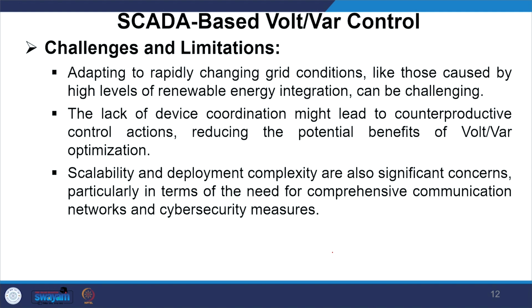Now, still there are a few challenges even with this modern technology. Adapting to rapidly changing grid conditions, like those caused by high levels of renewable energy integration, can be extremely challenging. The lack of device coordination might lead to counterproductive control actions, reducing the potential benefit of volt-var optimization. Scalability and deployment complexity are also significant concerns, particularly in terms of the need for a comprehensive communication network and cyber security measures. Now, let us move to integrated volt-var control.